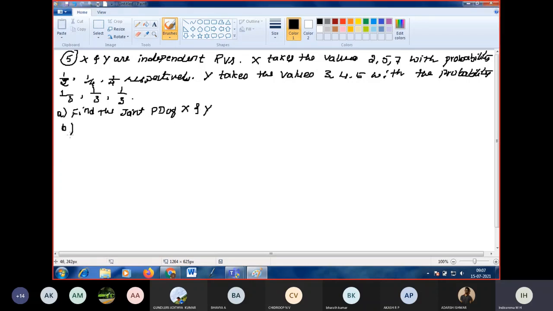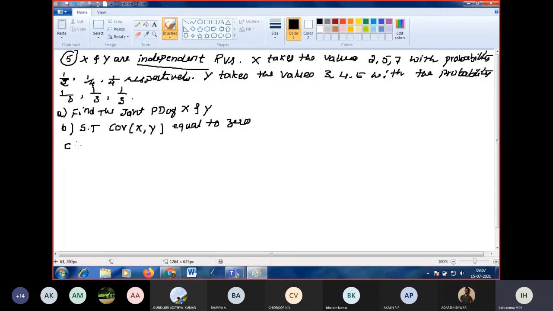Second question, show that covariance of X and Y equal to what? The random variables are given: X and Y are independent. If X and Y are independent, what is the covariance value? 0. Show that covariance of X, Y equal to 0.